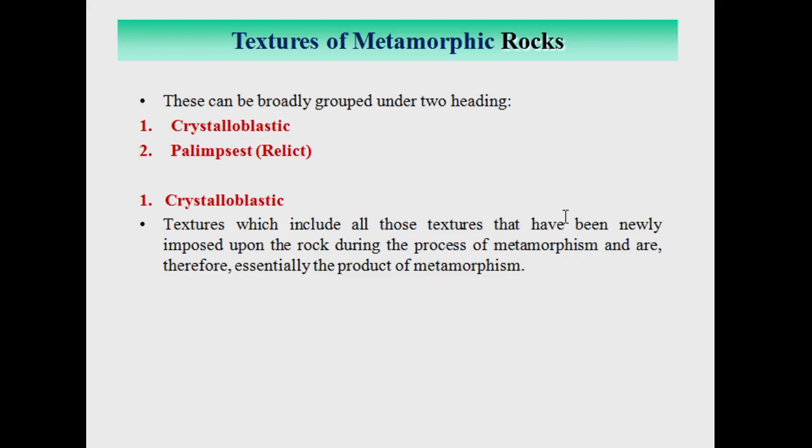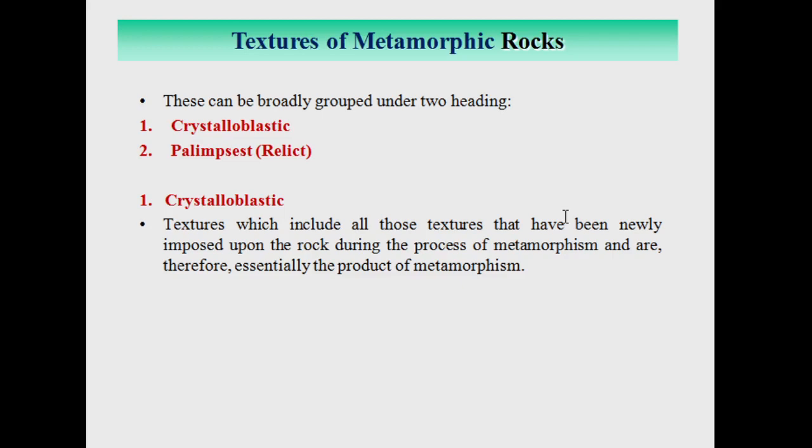The textures of metamorphic rock. Textures of metamorphic rock are divided into two types: crystalloblastic and palimpsest. So what does crystalloblastic mean? It is the texture which includes all the structures that have been newly imposed upon the rock during the process of metamorphism, and is therefore essentially the product of metamorphism. This is all about crystalloblastic, the first type of texture of metamorphic rock.